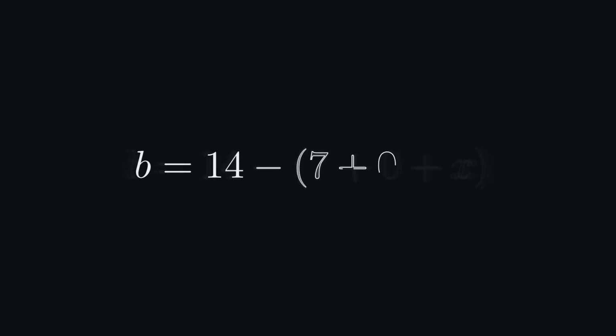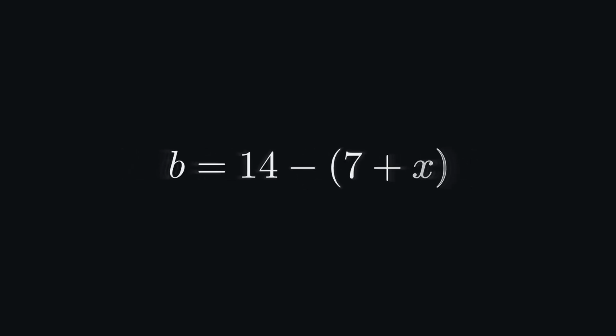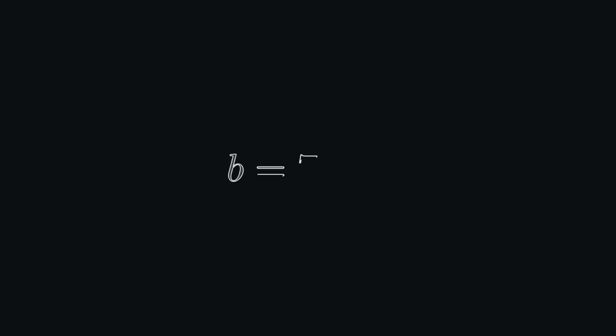Next, let's find the number of women who sell only maize. We can express this as b equals 14 minus the overlaps. This simplifies to b equals 14 minus the sum of 7 and x. Therefore, we have b equals 7 minus x.